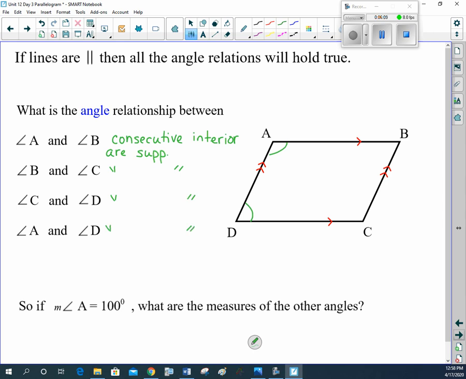So they're all supplementary. So if I tell you angle A is 100, so let's put 100 here, then that would mean that angle B would have to be 80 because they are consecutive interior. Same thing with A and D, that would have to be 80 because those two are supplementary. Then that means angle C is 100. Okay? All right.